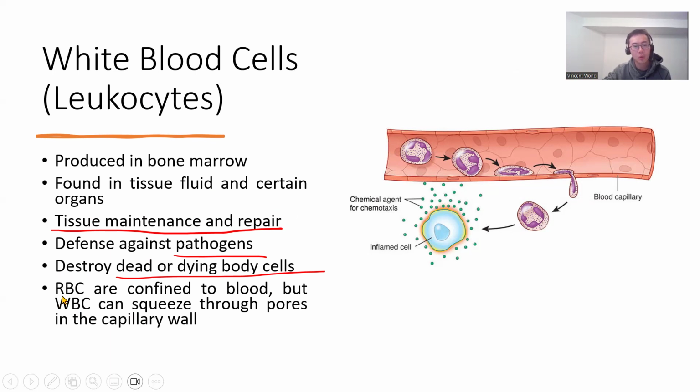So as I said, red blood cells are confined to the blood. They are going to stay inside the blood vessels, but the white cells can squeeze themselves through the pores in the capillary walls. Once they come out, they can stay in the tissue fluid, or they could stay in an organ. All right, enough talking.